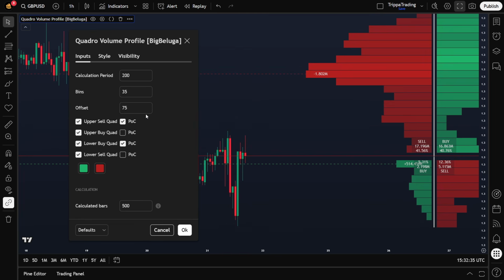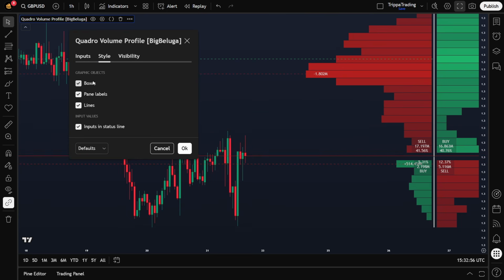On the right side of the inputs, you can toggle each quadrant and its PC line on or off if your chart feels too busy. For now, keep all 4 quads and their PCs visible so you can see the full picture. Calculated bars can be left at 500 or even 0 if your computer is fast. That just controls performance. On the Style tab, you can tweak colors, thickness, and labels if you want, but it's not mandatory for the strategy.